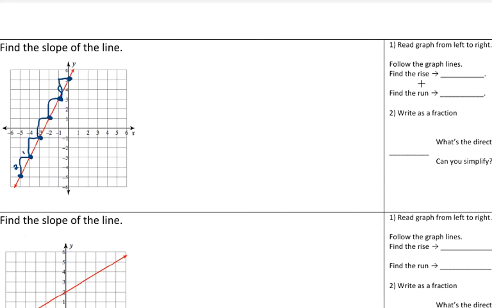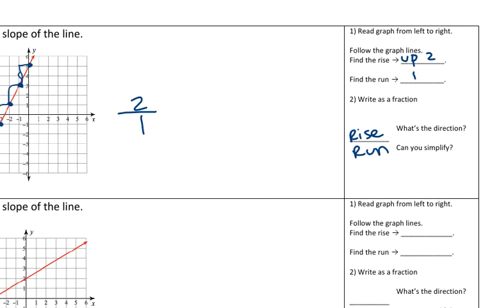our rise was it went up 2 and then goes over 1. So again, we're writing as a fraction, rise over run. So the rise was 2 and then the run is 1. Okay. What's the direction? Well, if I look at this line, it's going uphill. So this line is going to be positive, meaning I don't have to change anything.